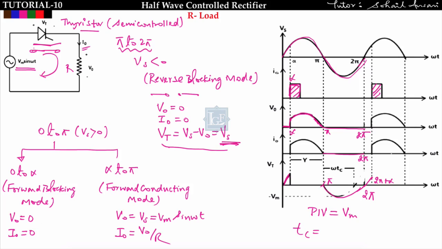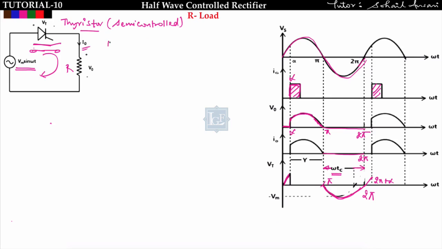So this thyristor is reverse biased for angle pi. See, it is reverse biased from pi to 2 pi. So this will be the circuit turn off time. This is omega Tc, that is equal to pi. So Tc will come out to be pi by omega, where omega is the input frequency. Got it? Now take note.